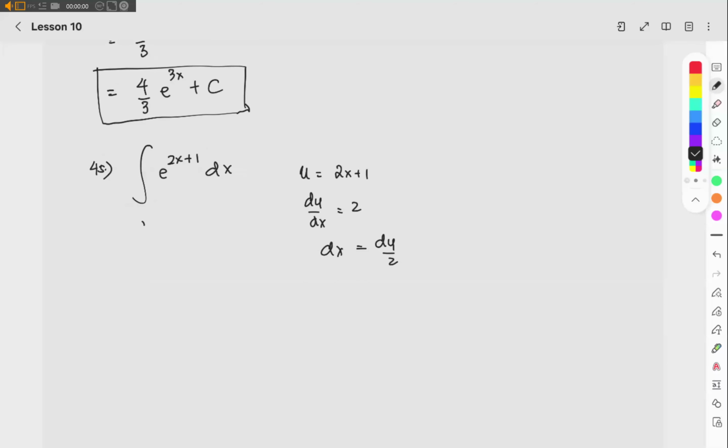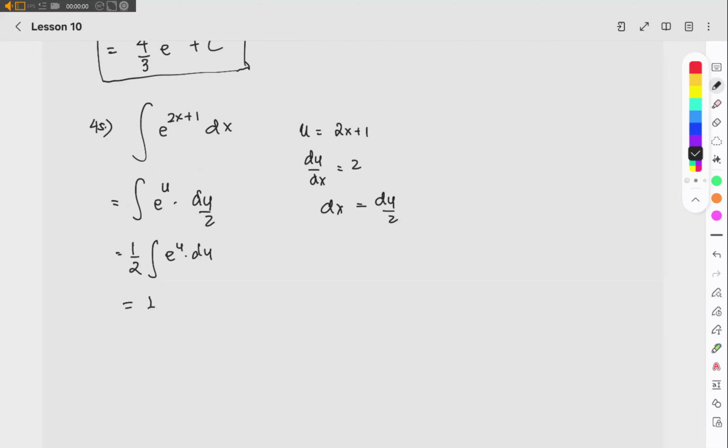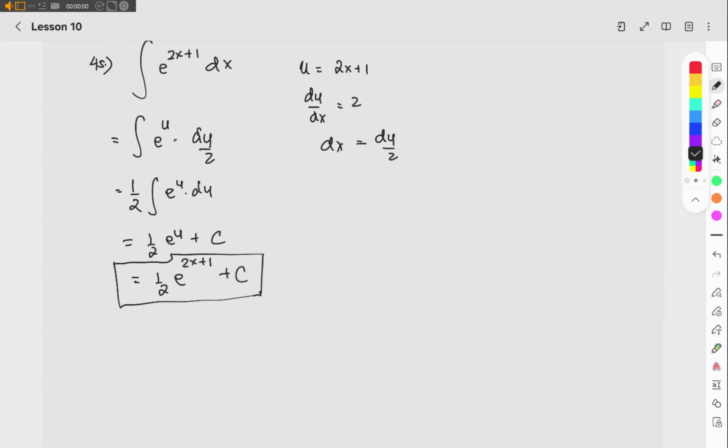So dx is just simply du over 2, right? So I just take out 1 over 2, integral of e to the u du. Now that is simply just e to the u plus c. So 1 over 2, e to the 2x plus 1 plus c. And that is your answer. Right? Alrighty.